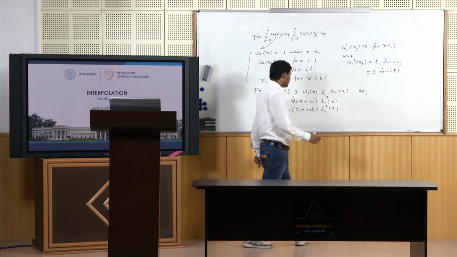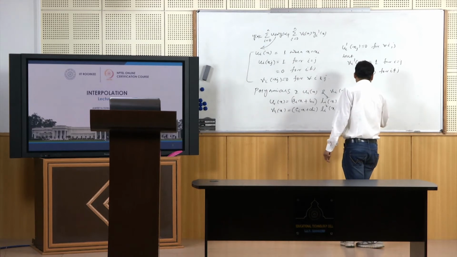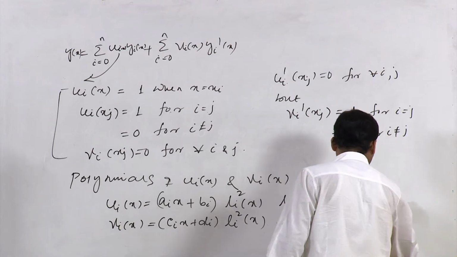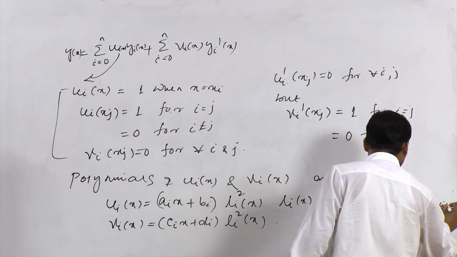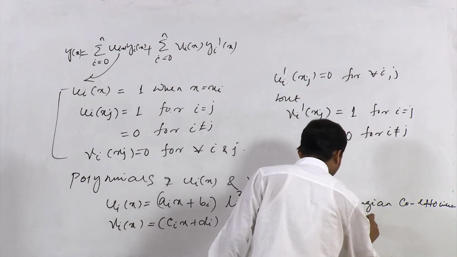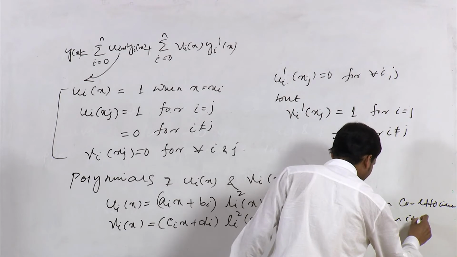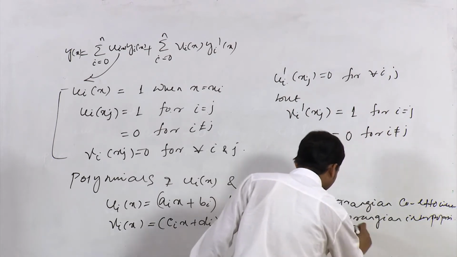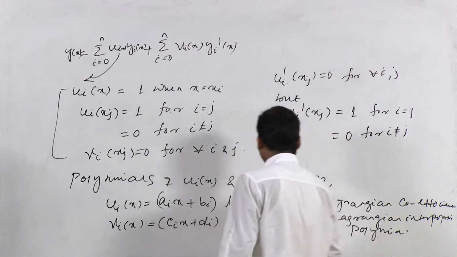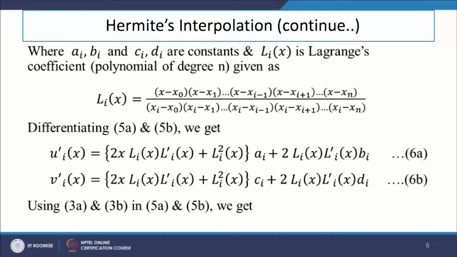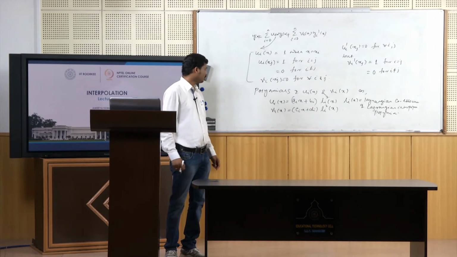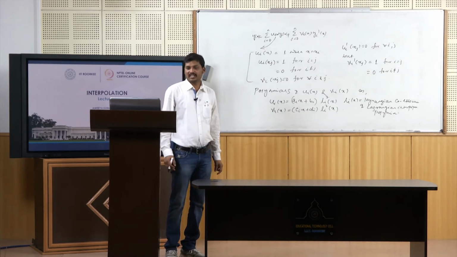And similarly, since we are considering L_i(x) as the Lagrangian coefficient of the Lagrangian interpolating polynomial, this L_i(x) can be expressed in the form (x minus x_0)(x minus x_1) up to (x minus x_{i-1})(x minus x_{i+1}) up to (x minus x_n) divided by (x_i minus x_0)(x_i minus x_1) up to (x_i minus x_n). So, we define this Lagrangian interpolating polynomial, where L_i(x) represents the coefficients of the Lagrangian interpolating polynomial here.